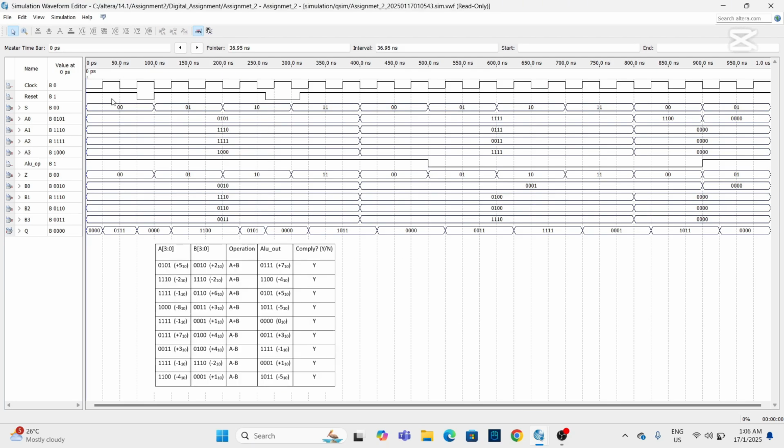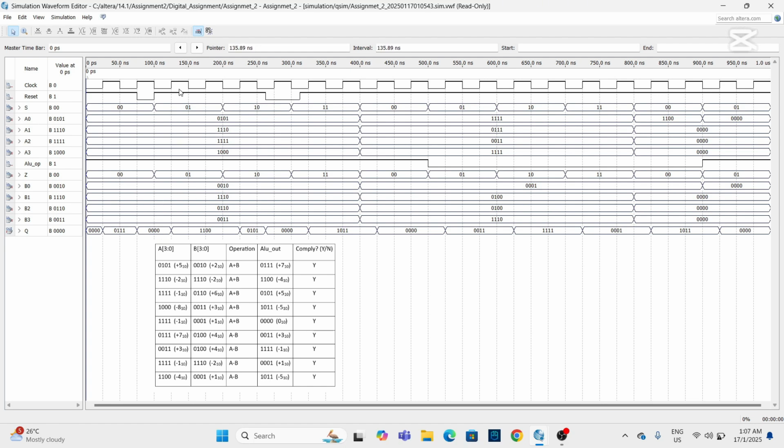For the first one, the reset signal is not activated, and the control signal of A is 00, meaning that input A0 is selected. And for input B, the control signal is also 00, meaning that input B0 will be selected. Here, the ALU operation code is 1, meaning it is addition. A0 will add with B0 and we will get the answer 0111. And here, the reset signal is activated, thus the output will be reset.